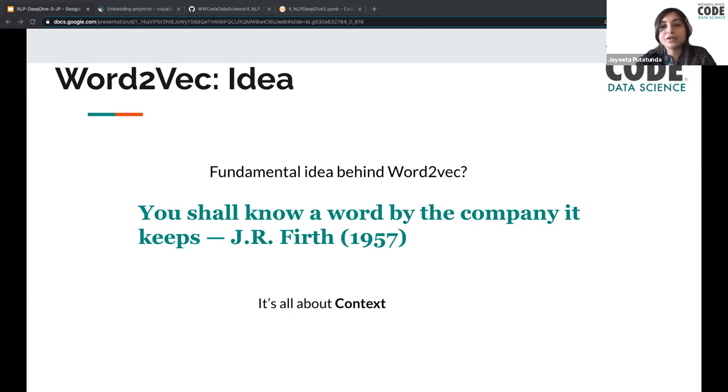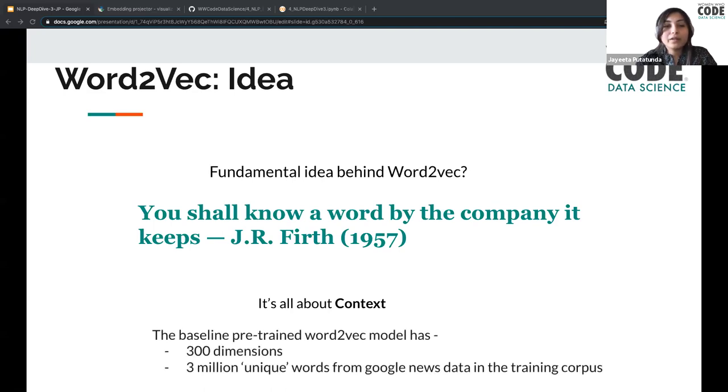The general assumption in Word2Vec, like I mentioned, is that words that occur in similar contexts tend to have similar meanings and fall in a similar area in the whole vector space of your documents. The baseline pre-trained Word2Vec model has 300 dimensions, and it was trained on 3 million unique words from Google News data in the training corpus. So it's pretty big, and we will utilize this model in the hands-on section later in the session and see how we can leverage the already pre-trained model to do some pretty cool stuff with our data.